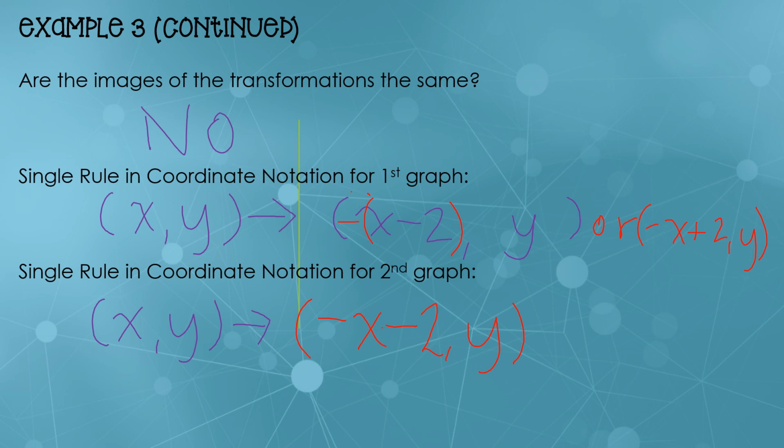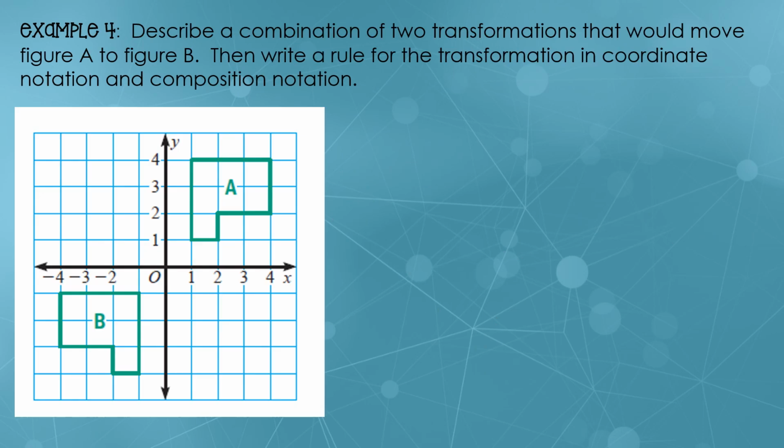And that's why that order matters, because when you reflect over the y-axis, the x coordinate changes. And when you translate left 2, the x coordinate also changes. So because both transformations impact the x coordinate, order is going to matter. Whereas in that example 2, one impacted x and one impacted y, so the order did not matter.